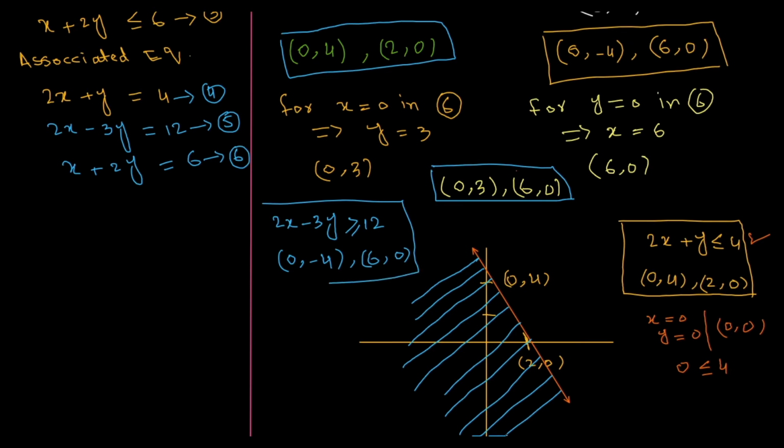So we want to represent these points. 0 minus 4 means that if this point is minus 2, then this point will be minus 4. This is minus 4. And 6 comma 0 means that if it is 2, then this will be 4, and this point will be 6. This point is 6 comma 0 and this point is 0 comma minus 4. Now our line will pass through these 2 points.